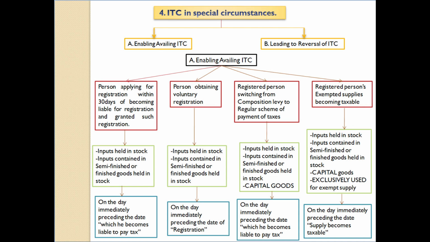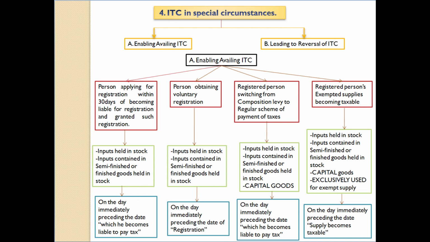So the first two categories of persons are entitled to take ITC on the inputs held in stock as semi-finished goods or finished goods on the day immediately preceding the date on which they become liable to pay tax. And the third and fourth categories of persons can take ITC on inputs held as stock of finished goods or semi-finished goods and also capital goods. This is the difference from the first two. Here capital goods are also included.